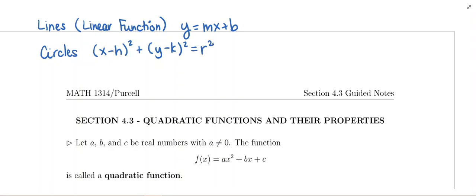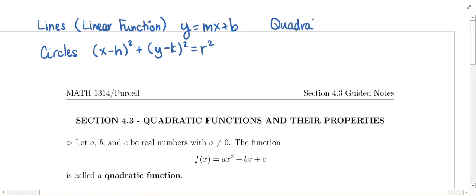Now we're moving on. We're going to learn a new type of function in section 4.3. We're going to be studying quadratic functions. Let me go ahead and jot this down up here. You're going to have to be able to recognize the format of its equation. You're also going to have to know various properties about quadratic functions. That's what this section is all about.